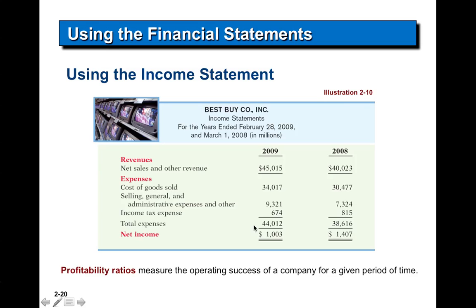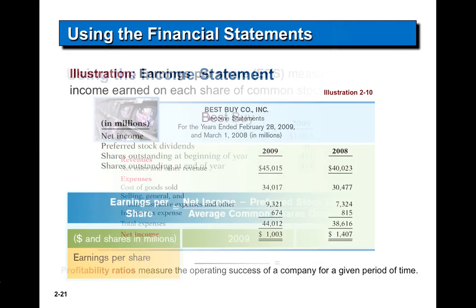From this income statement, we can see that Best Buy's sales increased, but net income decreased during the period. Net income decreased from $1,407 million to $1,003 million. To evaluate the profitability of Best Buy, we will use ratio analysis. Profitability ratios measure the operating success of a company for a given period of time. We will concentrate on earnings per share.